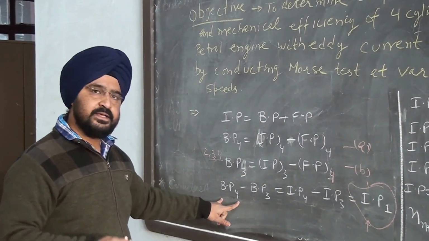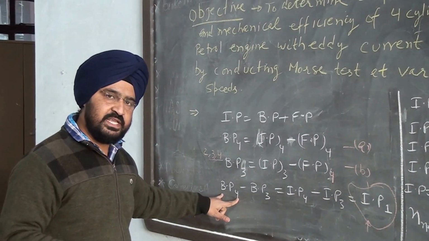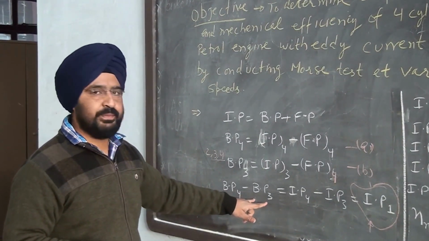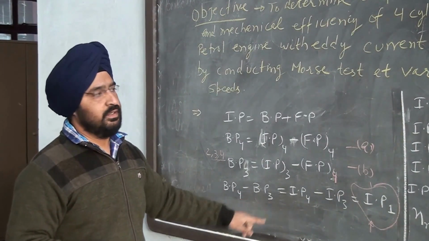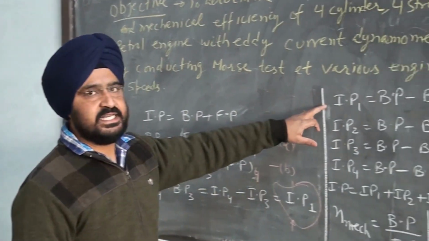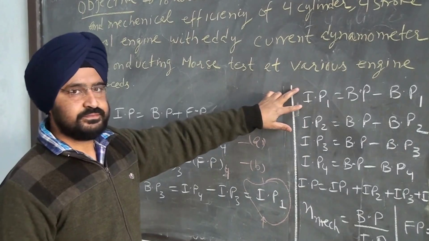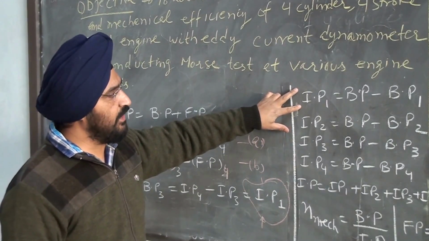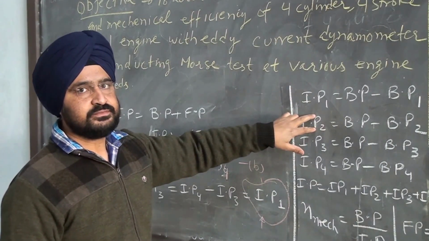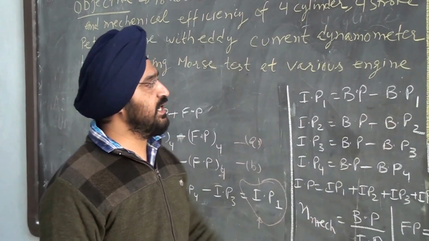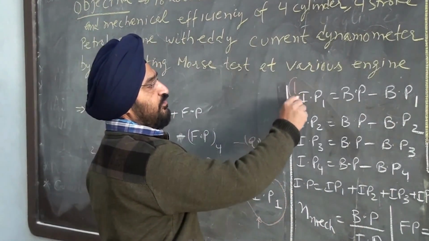So the indicated power of the first cylinder is equal to the brake power of the four cylinders, measured at the start of the experiment, minus the brake power of the three cylinders. Now let's move to all the other cylinders. From this we get the indicated power of the first cylinder equal to brake power minus BP1.